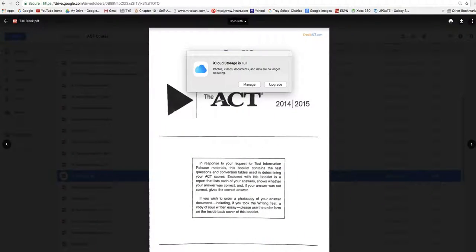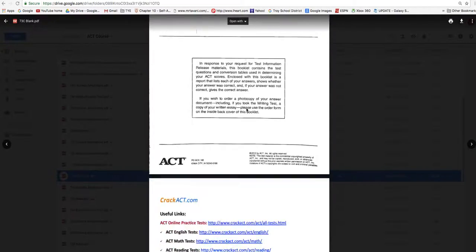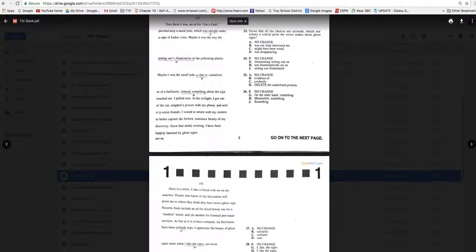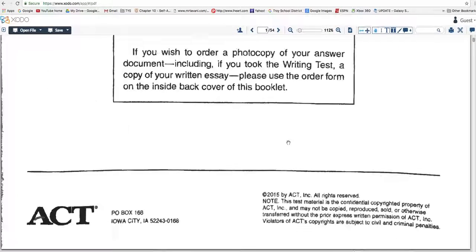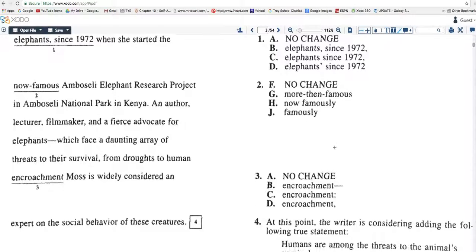All right, we're going to be starting with 73C reading. Okay, scroll down. Before we start going through the answers, I'm going to tell you how to annotate a reading passage while you read it. You can use the paintbrush here. It's pretty good, okay?